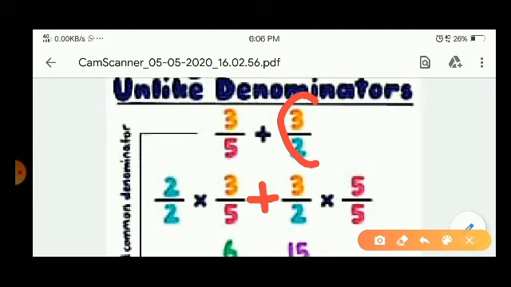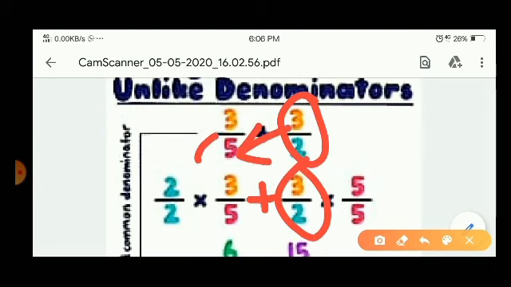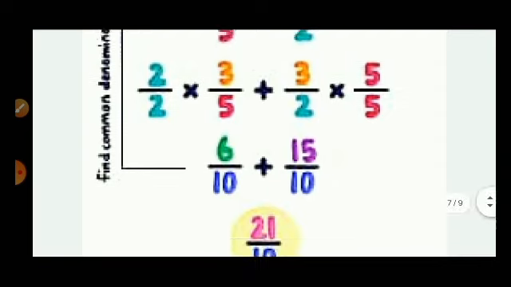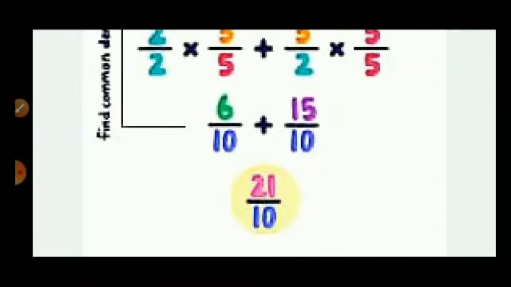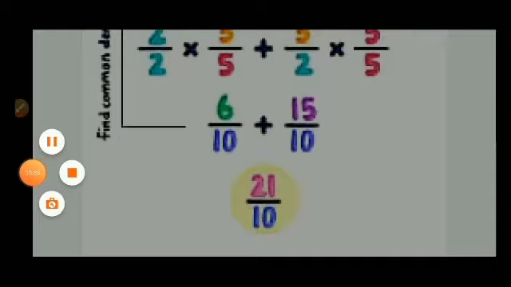They have taken 3 upon 2. They are multiplying it by 5 upon 5, because 5 is the denominator of the other fraction, and they will add them. So the answer becomes 6 upon 10, after you multiply 3 upon 5 by 2 upon 2, and plus 15 upon 10. Now you can see two fractions are there and the fractions are like fractions.